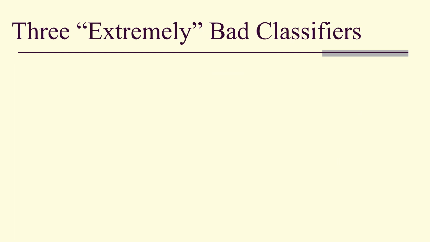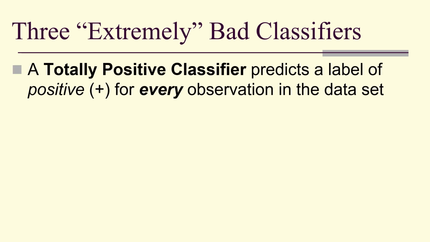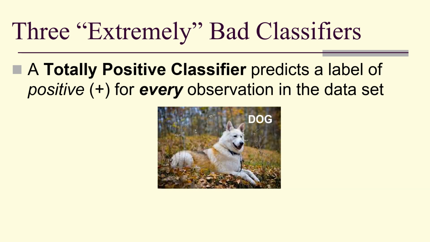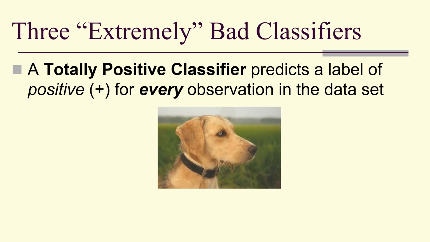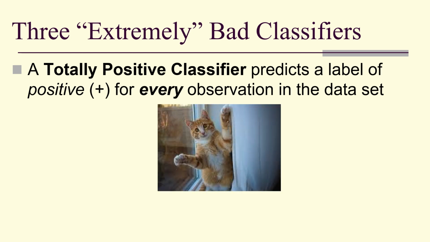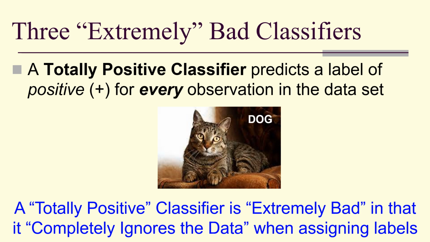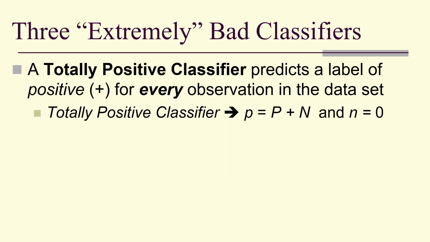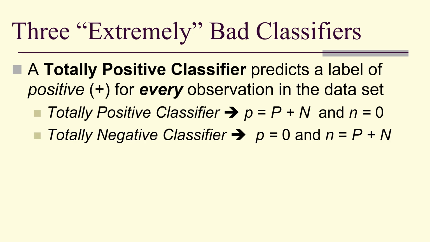For example, let's look at three extremely bad classifiers. A totally positive classifier predicts a label of positive for every observation in the data set. For example, dog, dog, dog, dog. A totally positive classifier is extremely bad because it completely ignores the data when assigning labels. It assigns the positive label to every observation. Therefore, for a totally positive classifier, little p is capital P plus capital N because everything's labeled positive, and little n is 0. For a totally negative classifier, little p is 0, and little n is capital P plus capital N.